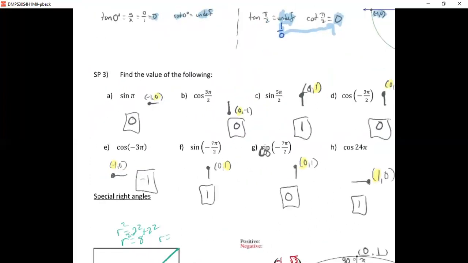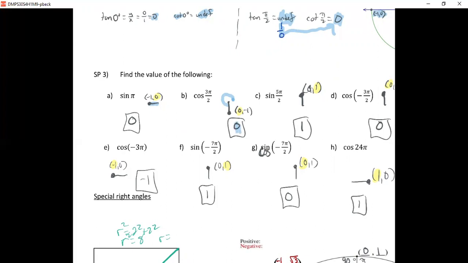So for part A, sine of pi. Pi is going to be this direction at the coordinate -1, 0, and the sine is the y value, as you can see highlighted right there. 3 pi over 2: if you go 1 pi over 2, 2 pi over 2, 3 pi over 2, now that's associated with the coordinate 0, -1. So cosine is the x value, which is 0.